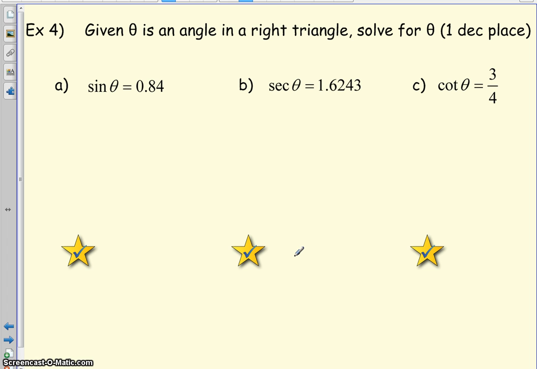Now let's think about solving for angles involving reciprocal ratios. So again, this first one right here, if you have sine theta equals 0.84, you would have done tons of problems like that back in grade 10. To solve for theta, you take the sine inverse of each side of the equation. You get the sine inverse of 0.84, which you run through your calculator should give you to 1 decimal place about 57.1 degrees.